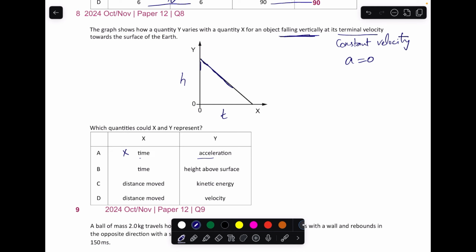See the distance moved and the kinetic energy. Achha, kinetic energy is shown on the y-axis. Why will the kinetic energy change? Kinetic energy is basically half mass into velocity squared. Mass is not changing, velocity is not changing, so kinetic energy should also not change. So it will not be the option. It's not the correct representation. Same goes for this one. So we are only left with option B.